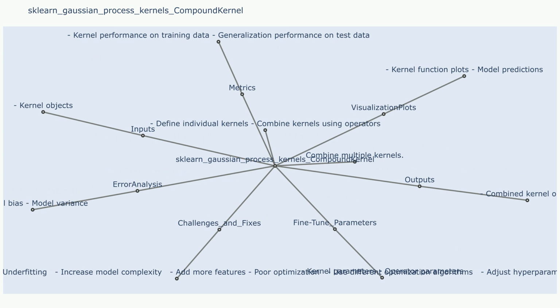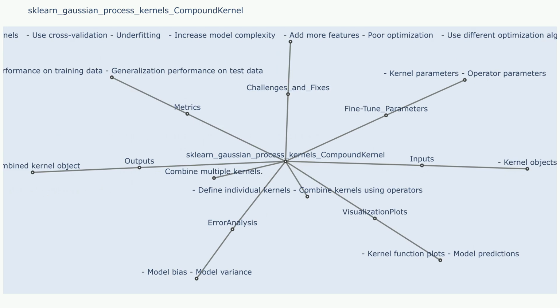Outputs. Combined kernel object. The compound kernel class returns a single kernel object that represents the combined effect of all input kernels.